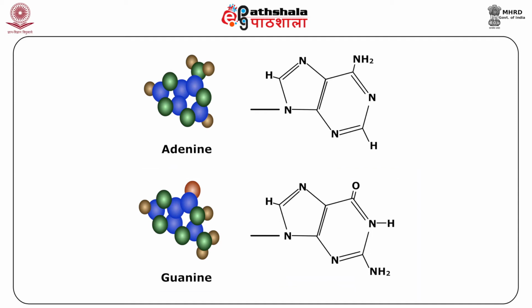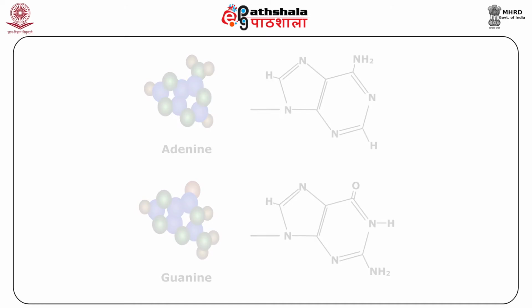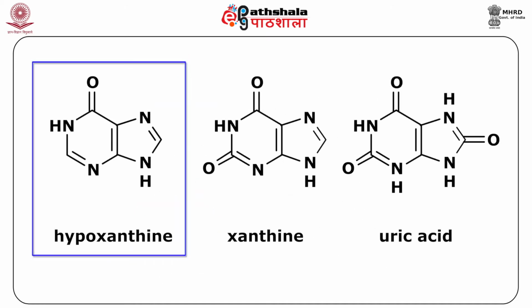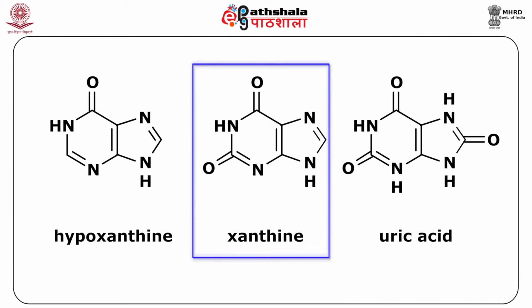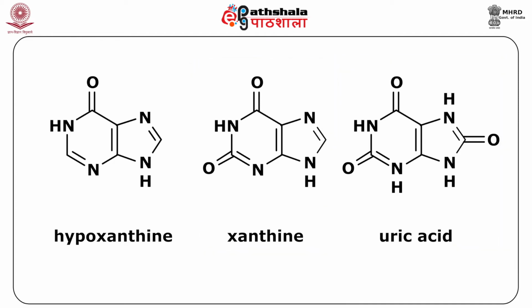Apart from A and G, there are other purines which exist in the cell but not as a part of polynucleotides. They are hypoxanthine, xanthine and uric acid. Hypoxanthine contains one oxo moiety, which differs from xanthine, which contains two oxo moieties, while uric acid is the most oxidized form, comprising three oxo moieties.